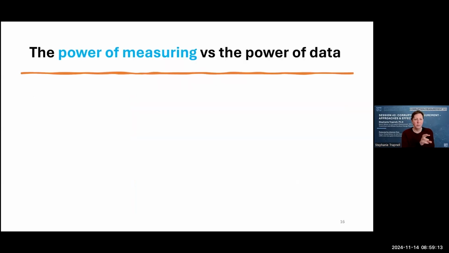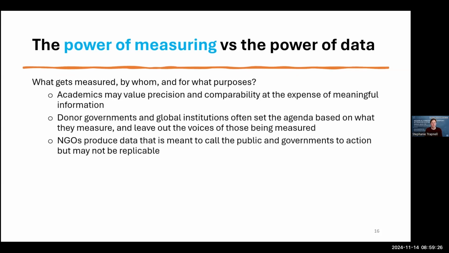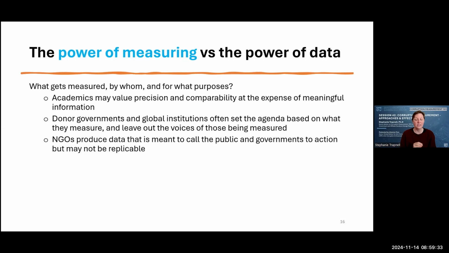So now we're going to move on to the power of measuring and the power of data. What does that even mean? The power of measuring is about what gets measured, who measures it, and why do they measure it? And it is more important than you think. So I'll give you a few examples of what I mean by that. Academics may value precision and comparability at the expense of meaningful information. It doesn't mean that it's not meaningful to them, and it doesn't mean it's not meaningful to other people. It just means it might not be helpful to you. You might not need your data to be that precise and that comparable.